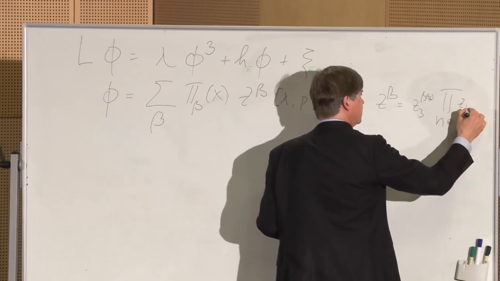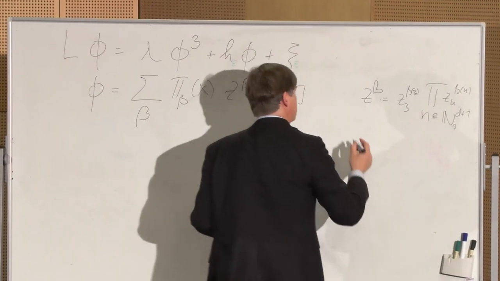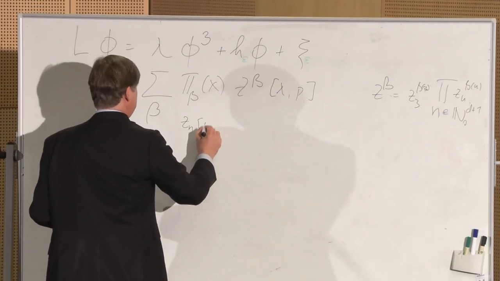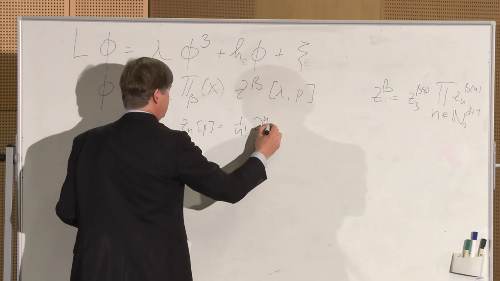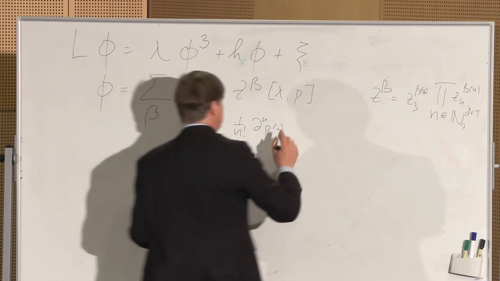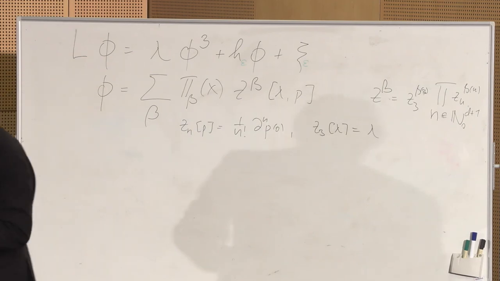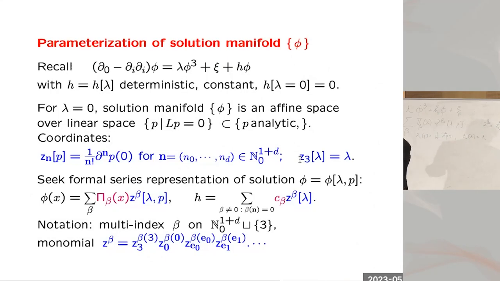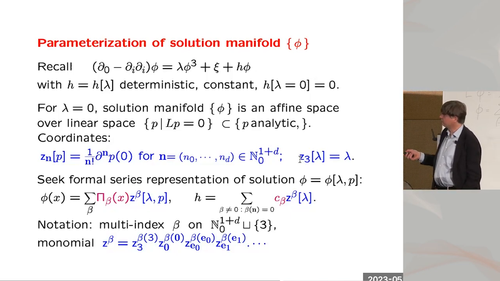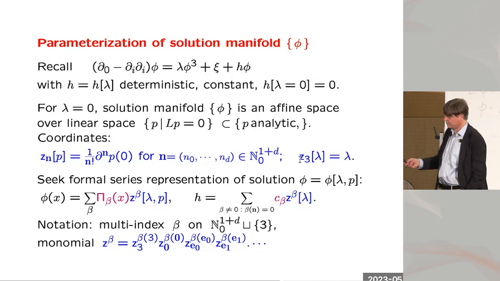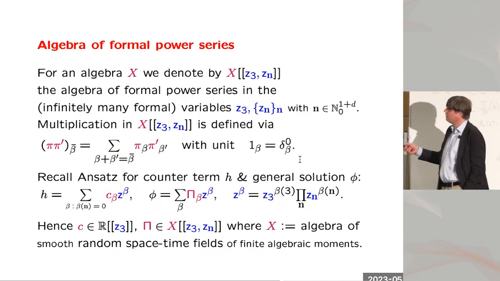Then z_{d+1} to the power beta_{d+1}, up to z_n to the power beta_n, and z_n of P are just the derivatives of P at the origin, and z3 of lambda is just lambda. So that's a priori just an ansatz, but it is a very convenient ansatz, and it helps you to think about the problem in the right way, because formal power series have nice and simple algebraic properties. So that's what I would like to explain on this slide.